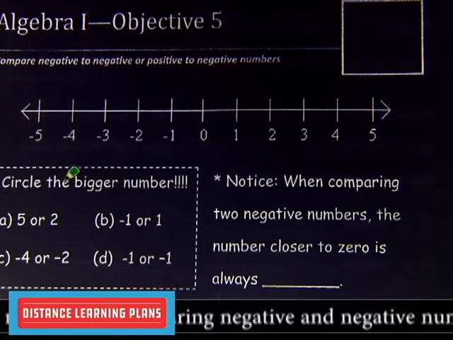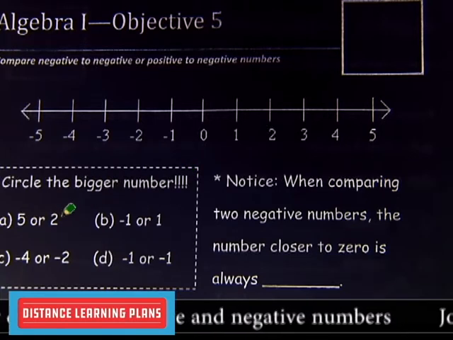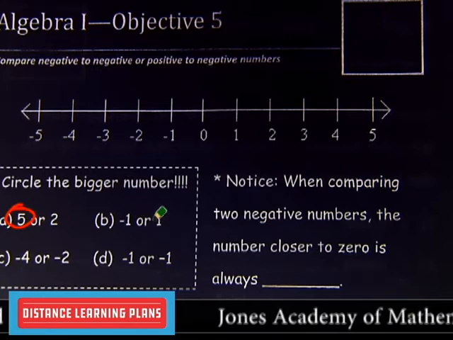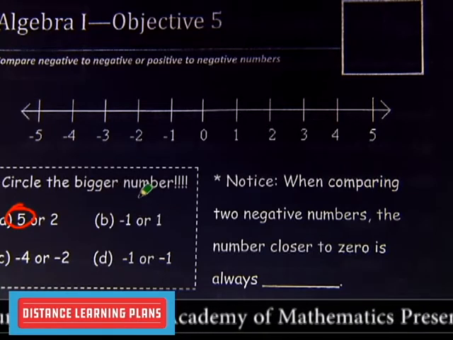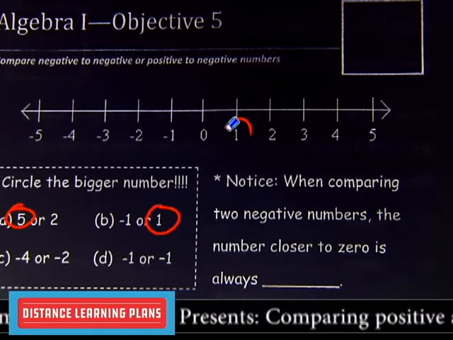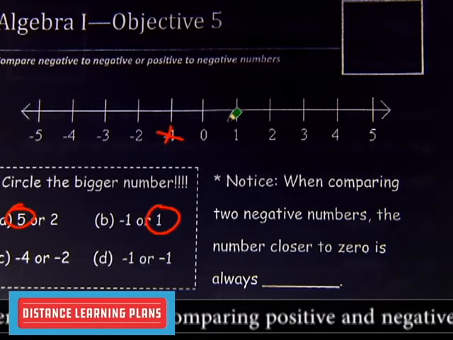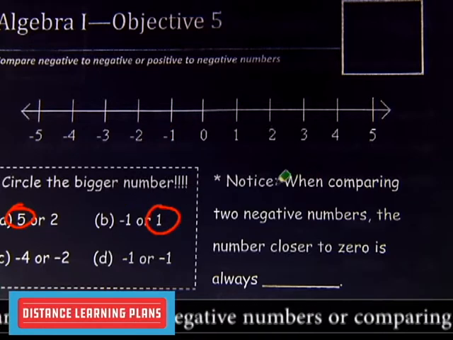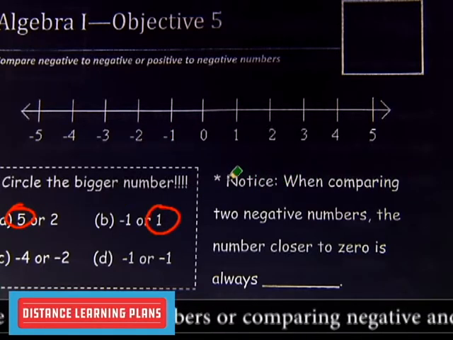So when we go down here and it says circle the bigger number, 5 or 2, what's the bigger number? Well, it's 5. That's easy. Negative 1 or positive 1? Well, bigger is going to be positive 1. The reason is positive 1 is right here. So like negative 1 would be here. So positive 1's bigger.